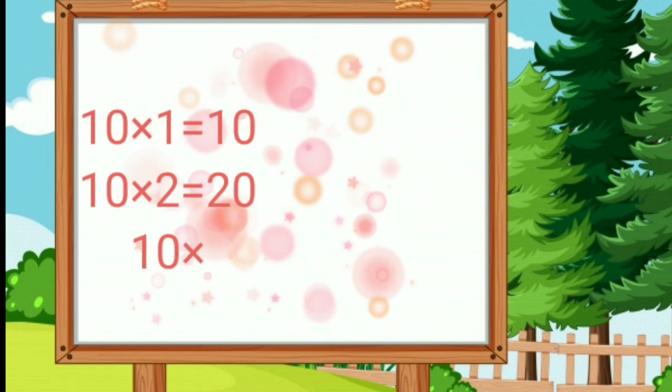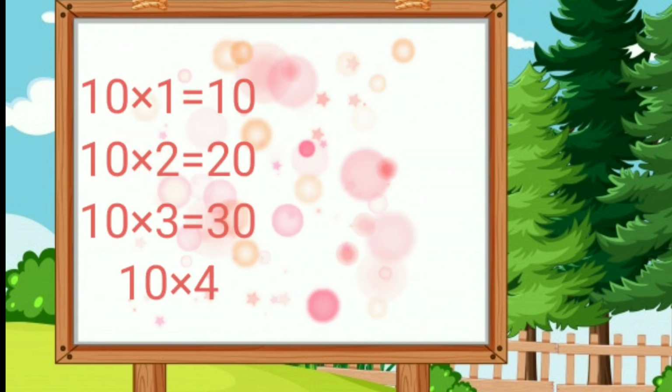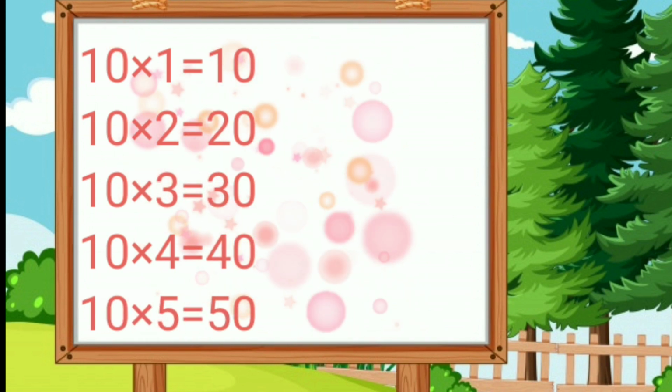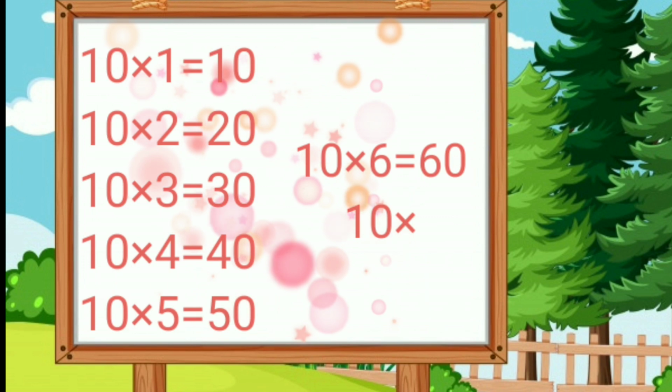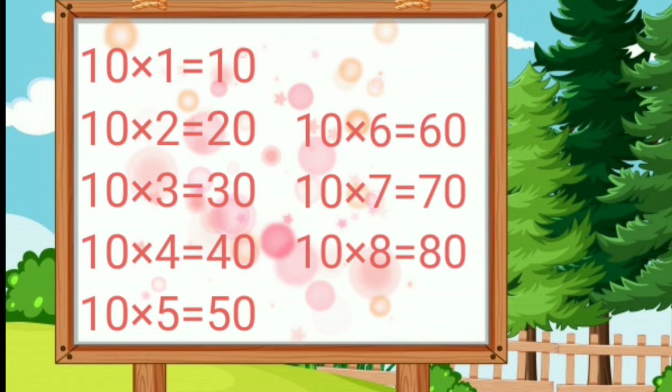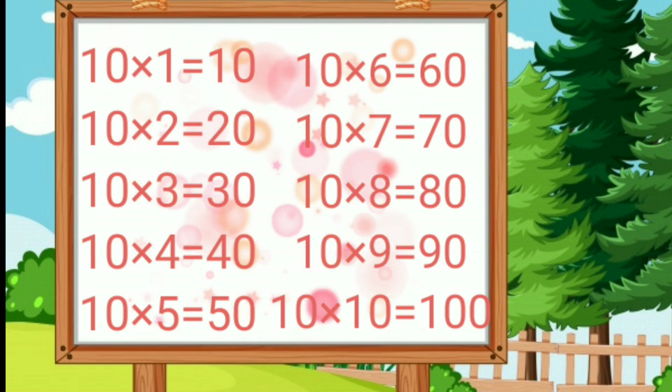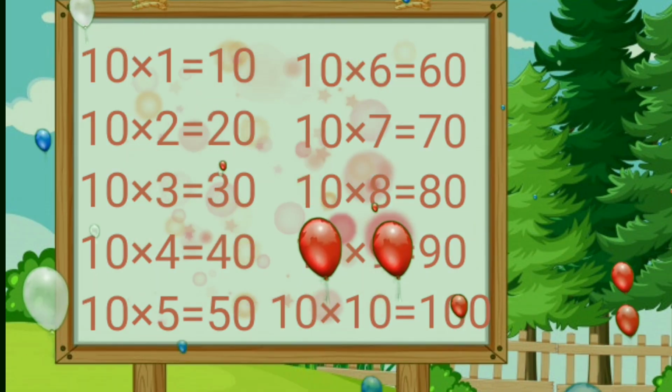10 ones are 10. 10 twos are 20. 10 threes are 30. 10 fours are 40. 10 fives are 50. 10 sixes are 60, 10 sevens are 70, 10 eights are 80, 10 nines are 90, 10 tens are 100.